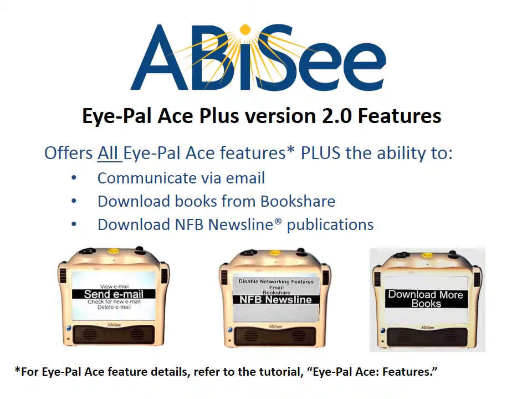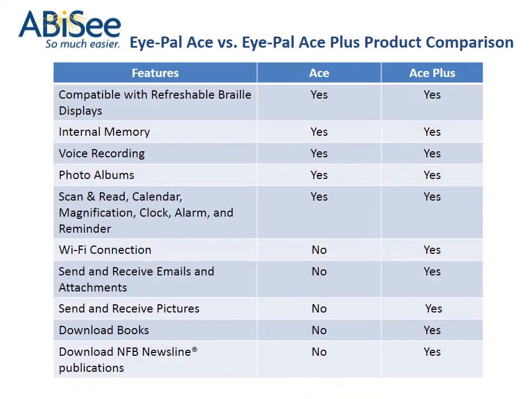iPalace Plus version 2.0 offers all iPalace features plus the ability to communicate via email, download books from Bookshare, download NFB Newsline publications. For iPalace feature details, refer to the tutorial. iPalace features. iPalace versus iPalace Plus product comparison.